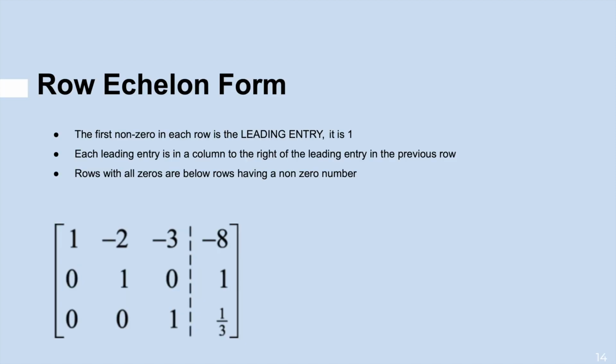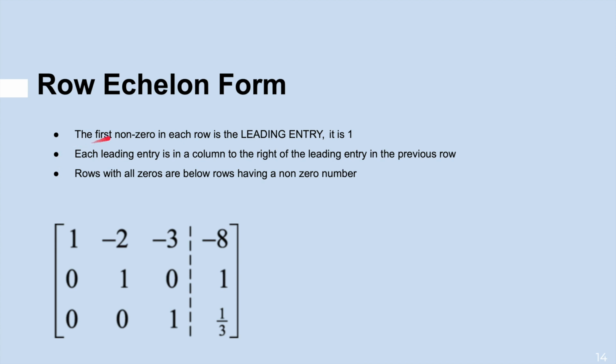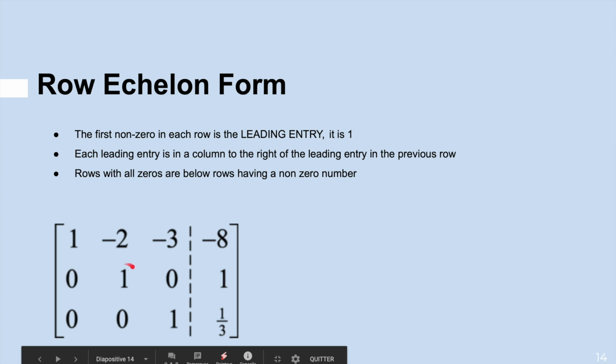Alright, so the purpose of Gaussian elimination is to transform an augmented matrix, or any matrix, into row echelon form. Now, row echelon form has three rules. The first rule is that the first non-zero in each row is the leading entry, and it is 1. What that means is the first non-zero, so here the first non-zero is 1, it has to be 1, and we call it the leading entry. Now for the second row, the first non-zero number also has to be 1, and this is the leading entry of this row. Third row, first non-zero entry has to be 1.